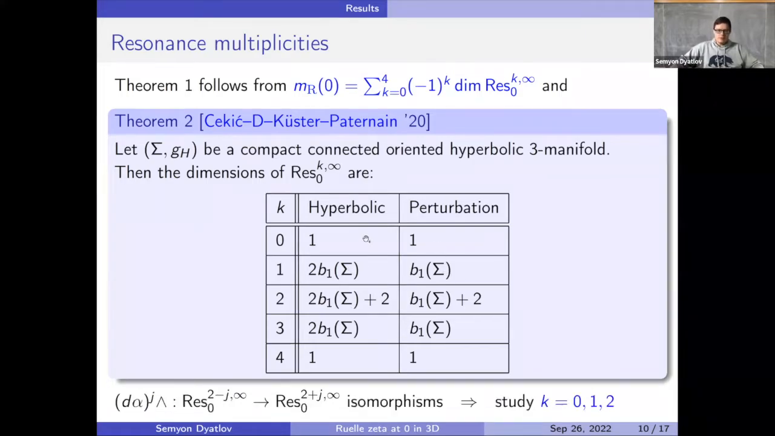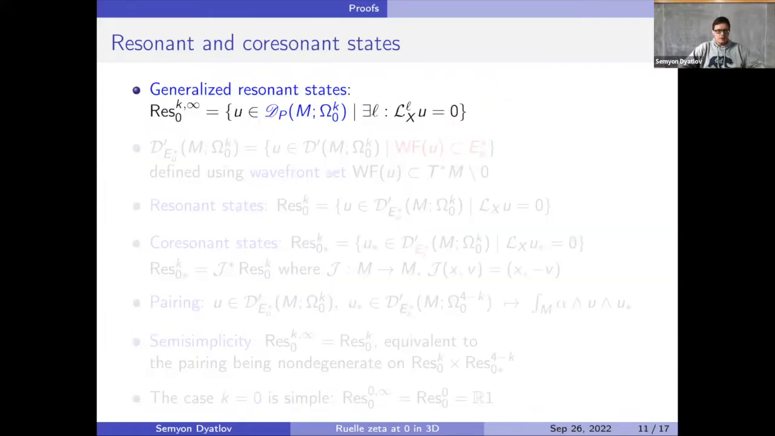And there is a certain symmetry here. You can see that the K and 4 minus K dimensions are going to be the same. So really, we only need to study forms in dimension 0, 1, and 2. This is something much simpler, which is just an explicit isomorphism. All right. So we compute these dimensions, and that's how we get the order of vanishing of the zeta function. Now, how do we do this?